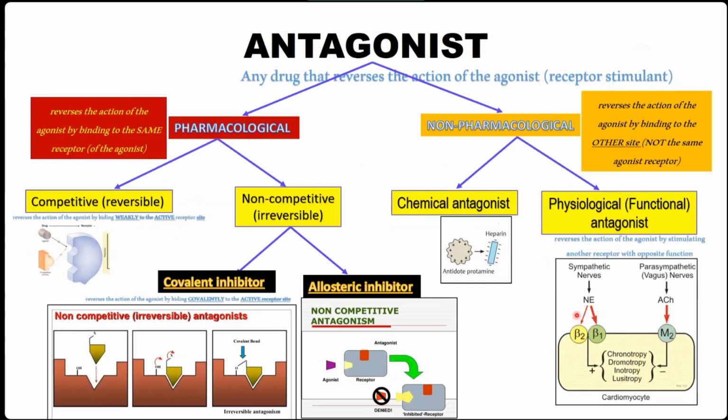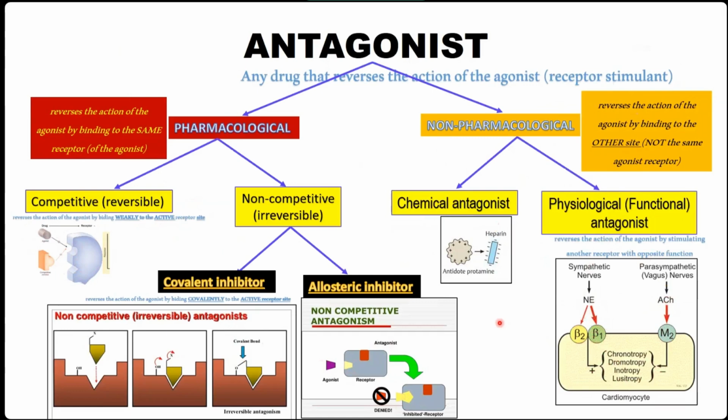Now, it is possible to reverse these actions by the use of another stimulant, another agonist. When we use noradrenaline or norepinephrine, it will bind to the beta-1 receptor, causing the reverse of the actions of acetylcholine on the cardiomyocytes. So noradrenaline will increase the cardiac contractility, the conduction velocity, and the heart rate. With this, it reverses the action of the first agonist by stimulating another receptor different from that of the agonist. So this is the physiological antagonist.